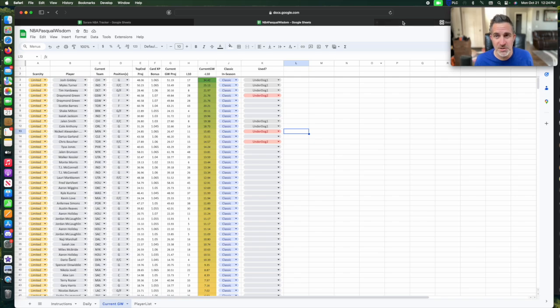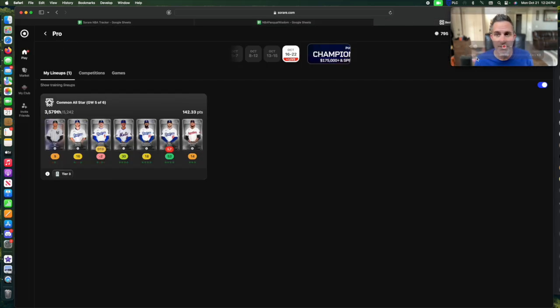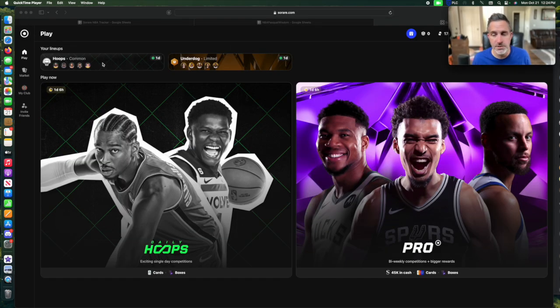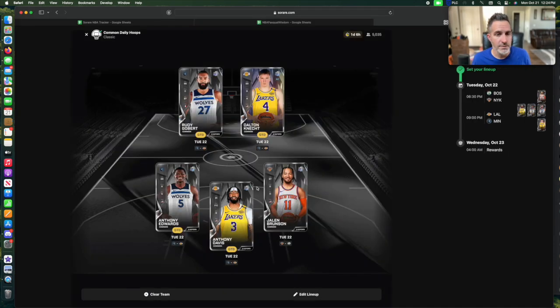Some basic strategy stuff. What I'm doing is, with the common cards, I'm basically just playing dailies with those. You're going to get more common cards, so I'm going to just play common hoops every day. I'm going to try to win some essence that way, and then the next day, I'm going to drop players, I'm going to pick up more.